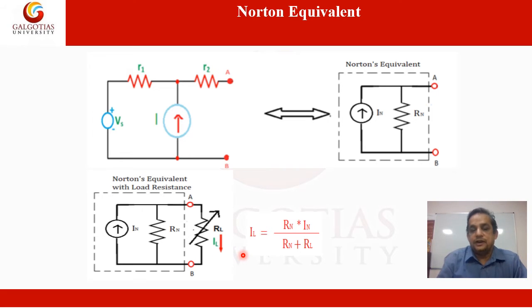Now if they want you to calculate the value of IL, then you simply apply the current division rule. IL is equal to RN into IN, the total current, upon the total resistance RN plus RL.